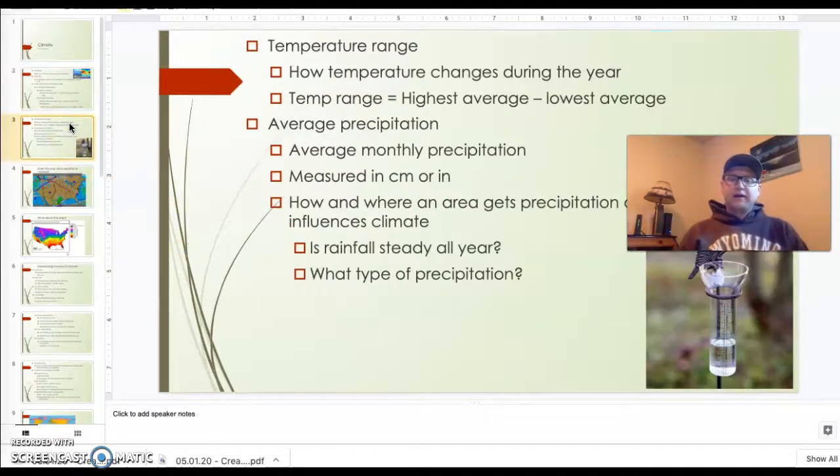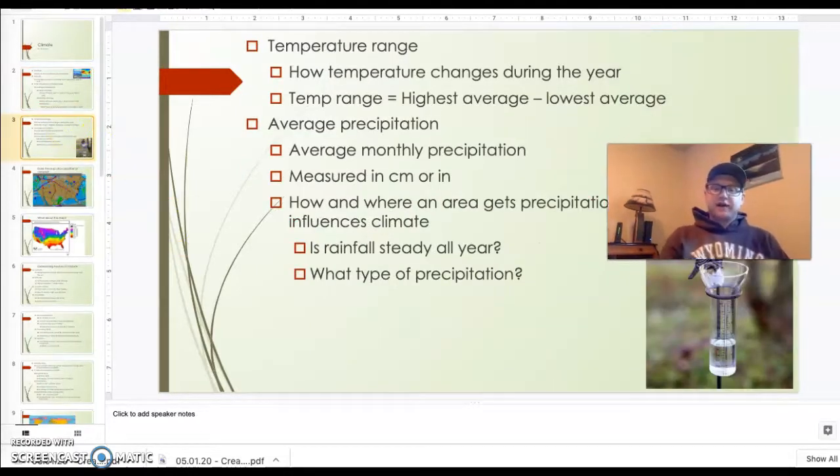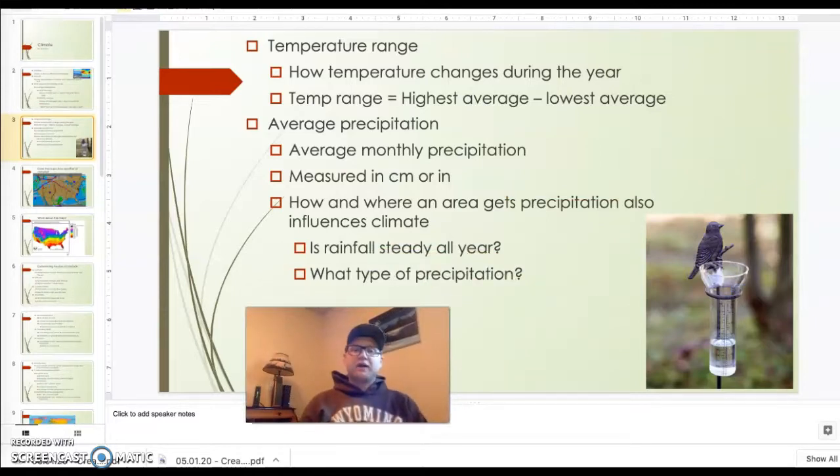Okay. Some other things that scientists use to talk about climate is the temperature range. So this is a really easy calculation to make. This is where you take your highest average minus your lowest average. So you would average out the high for each day of the year throughout time, right? This takes a long time to figure out. So you would take the average high each day. So you would take your highest average minus your lowest average, and this is your range.